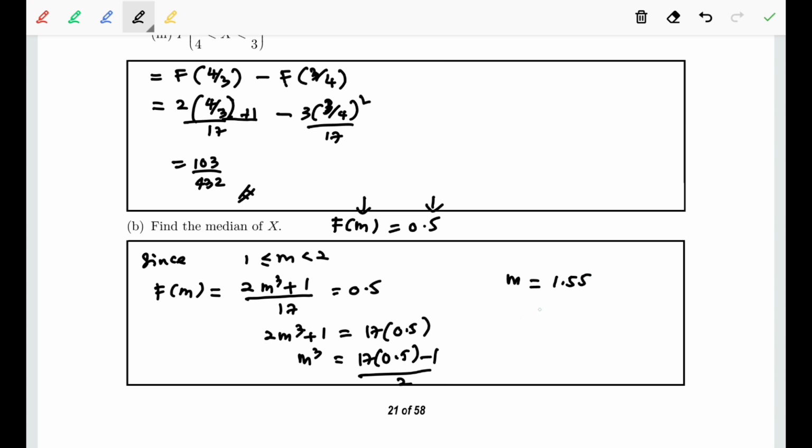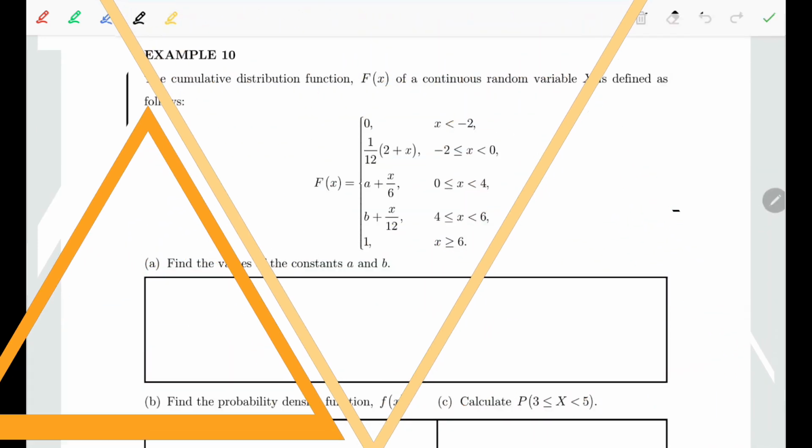Since this is the only solution for m, just to make sure it is in the correct interval, check whether it is included in the correct range. Since it is in the correct interval, that's the final answer. So the median here is 1.55.